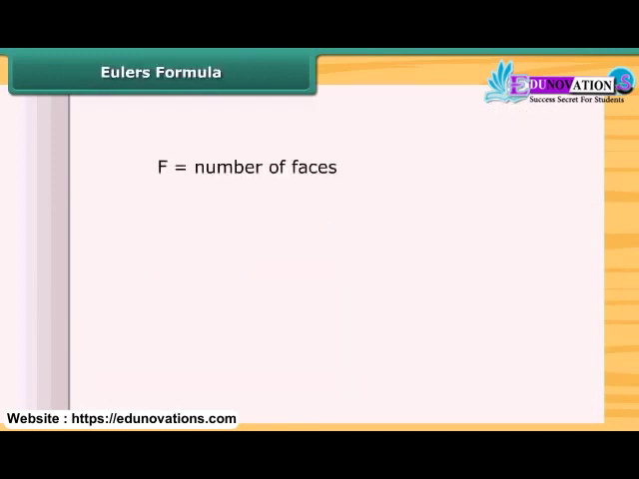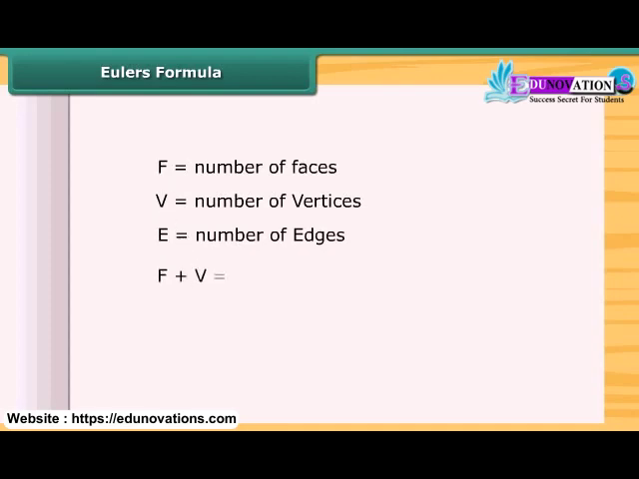If F stands for the number of faces, V stands for the number of vertices, and E stands for the number of edges, then Euler's formula is F + V = E + 2. That is, F + V - E = 2. This formula is true for any polyhedron.